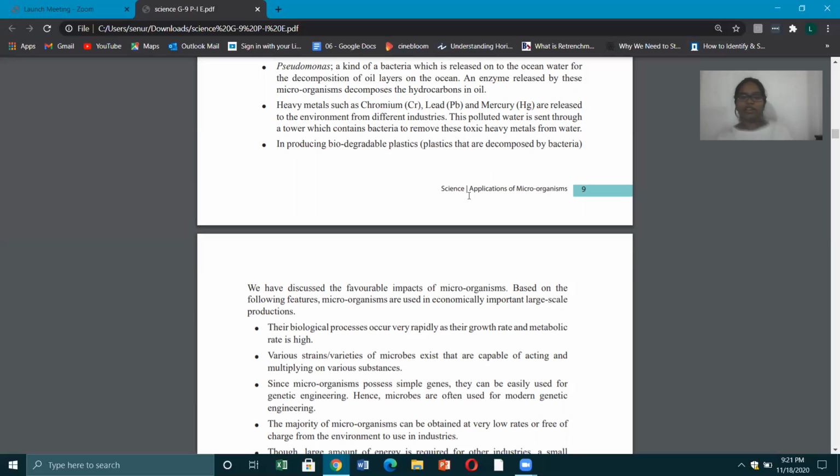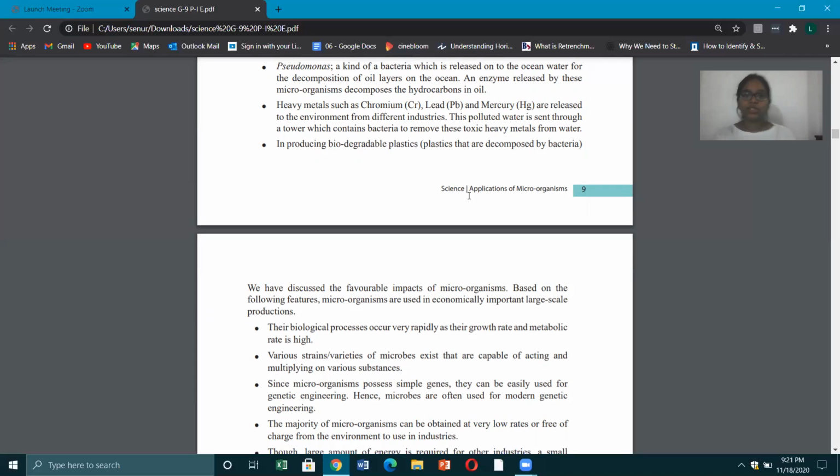Okay, why does the environment get polluted most of the time? One factor is the chemicals and harmful effluents which are released to the environment because of industries. So these 3 heavy metals are very popular metals which are being released to the environment.